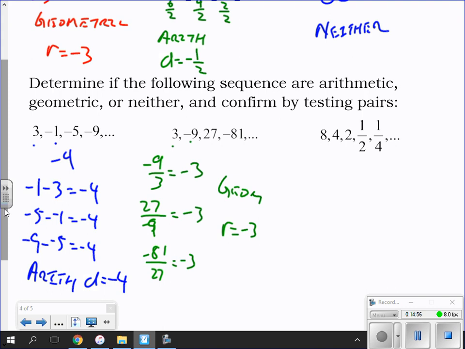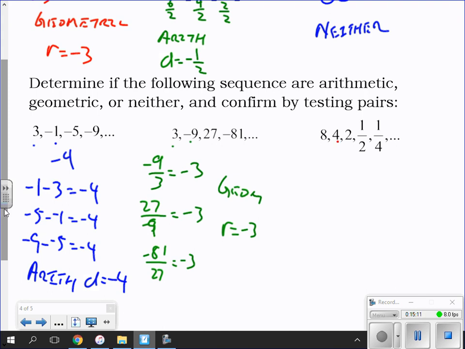So let's take a look at our last one here. If I go from 8 to 4, I would add 4. From 4 to 2, I would be adding 2. So it is not arithmetic. It might be geometric. Here's what I want to do. I want to test it out.